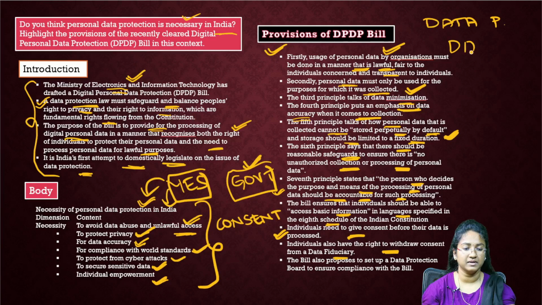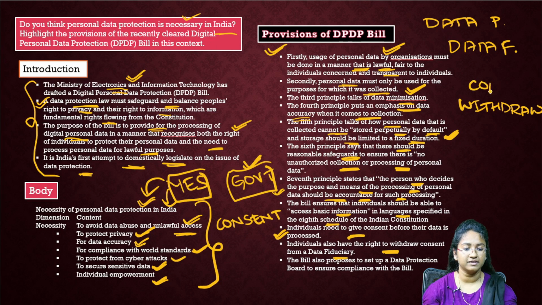So the data principal is the person whose data is being collected, and the data fiduciary can be a company or a firm or an individual, and this data fiduciary has to set the standards, like how the data has to be processed and used, and for how much time it has to be stored and all, right? So consent and also withdrawal of consent, both are needed.